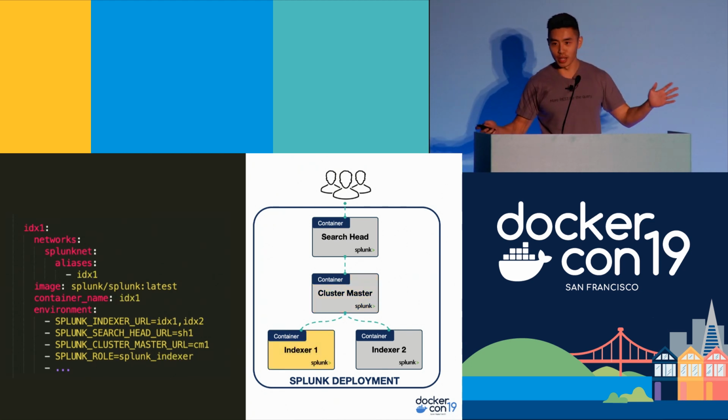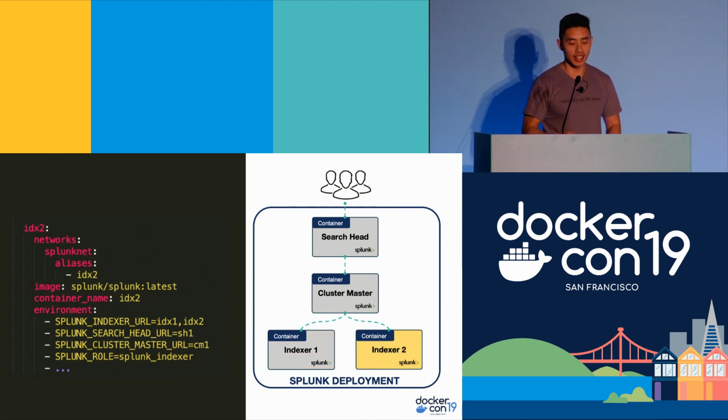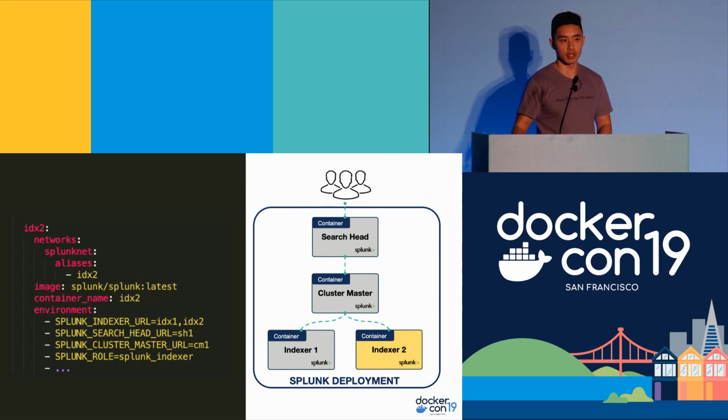This gets pretty boring pretty quickly. You'll see that indexer 1 and indexer 2 are pretty much identical. Again, the only difference is the Splunk role is Splunk indexer. State of topology is shared amongst all of these pods or all of these containers.